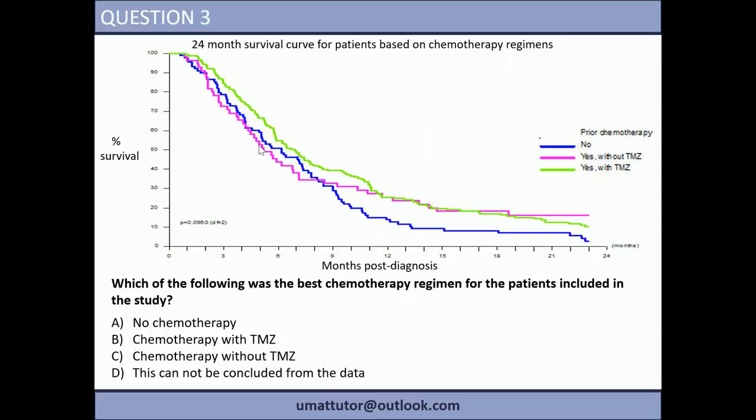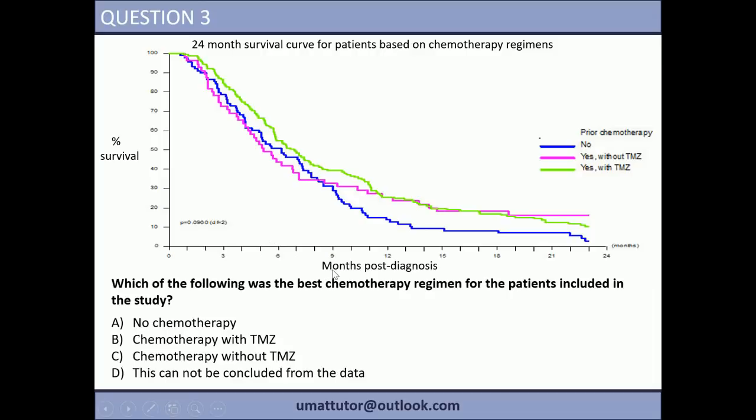Question 3. This one deals with a survival curve, which is a type of graph you may or may not be familiar with, but I think it's a good one to include in this video. The basic idea of a survival curve is it shows the survival, and therefore the death, of patients over the course of time. So it's quite a morbid concept, but it's also a fairly simple one to get your head around. In this particular case, we're looking at the 24-month survival curve for patients based on various chemotherapy regimens. So we can see the various chemotherapy regimens are given here in the key.